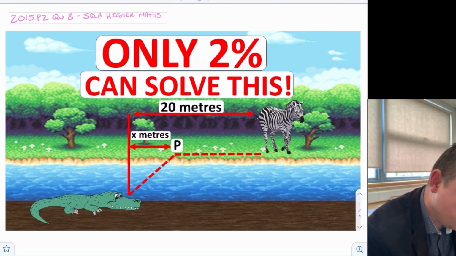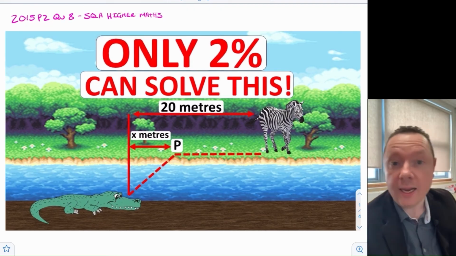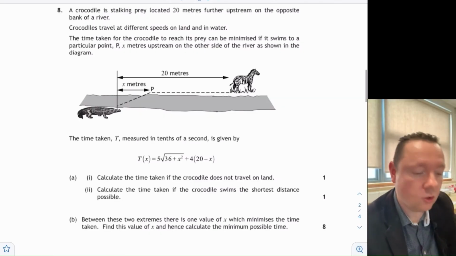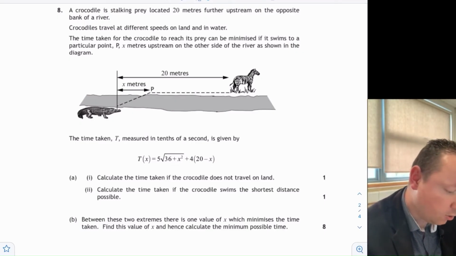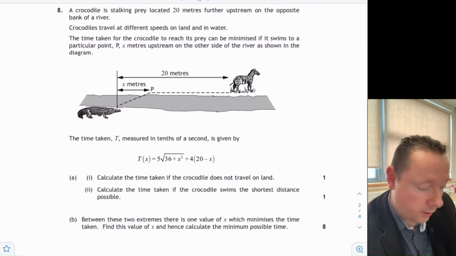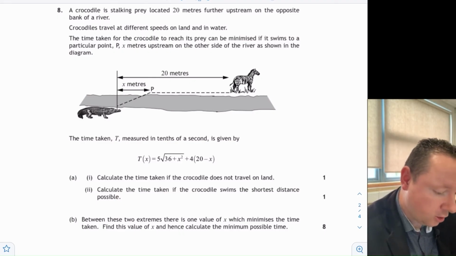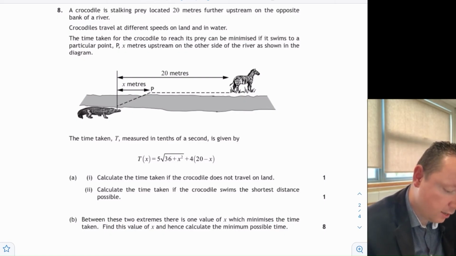2015 paper 2 question 8 of SQA Higher Maths. A crocodile spots its prey located 20 metres further upstream on the opposite side of a bank. Crocodiles travel at different speeds on land and water. The time taken for a crocodile to reach its prey is minimised if it swims to a particular point, p metres upstream on the other side of the river as shown. Then it gives you a formula for the time taken in tenths of a second. Remember, x is this horizontal distance here.